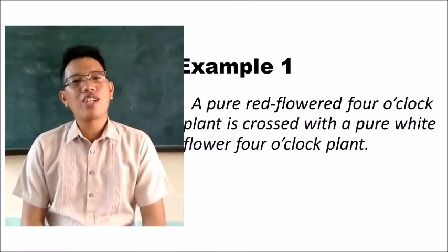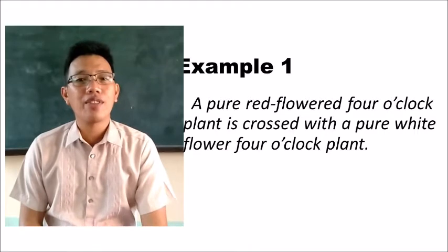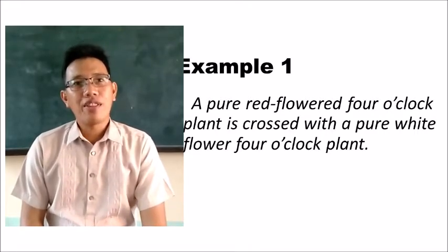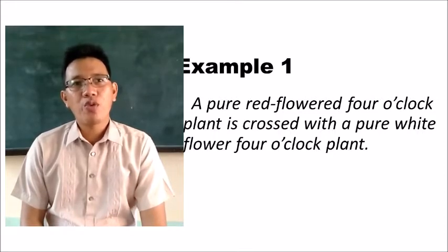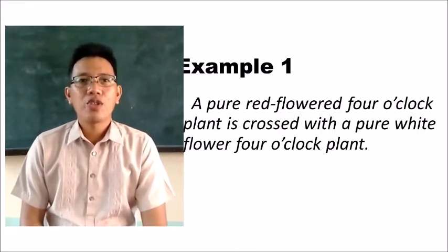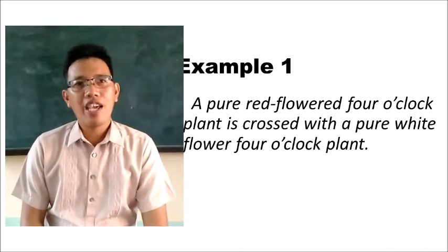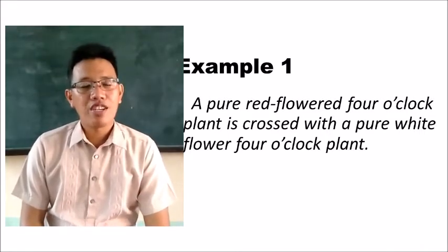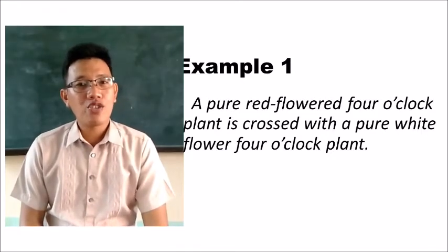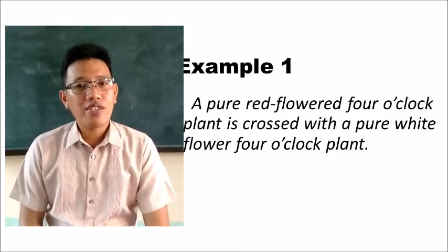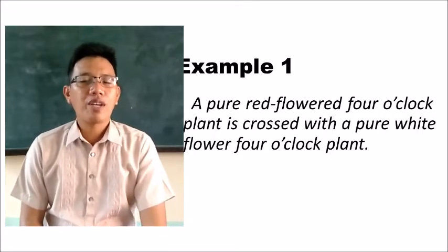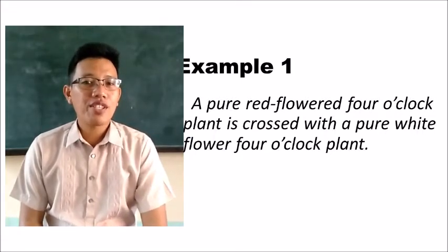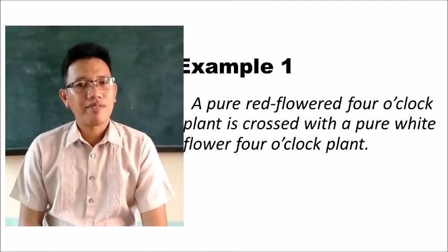So let's take into consideration the example that was given in your learning activity sheet number 9. Example 1 there. A pure red flowered 4 o'clock plant is crossed with a pure white flowered 4 o'clock plant. So the two parents are a red flower and a white flower. Red flower, what is its genotype? If your answer is RR, then you are correct. What is the genotype of the white flower 4 o'clock plant? If your answer is WW, then you are correct.